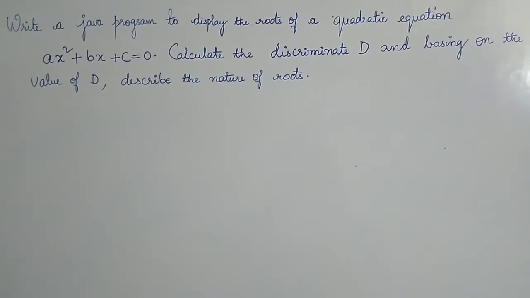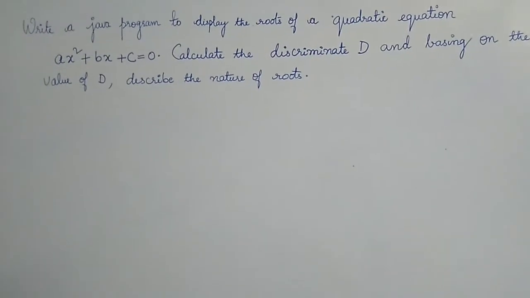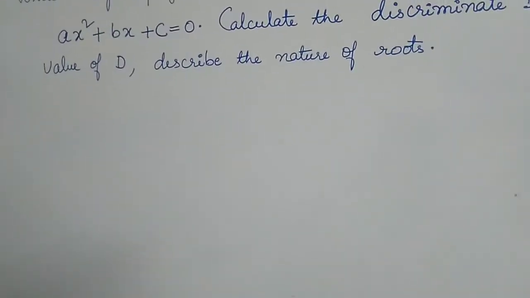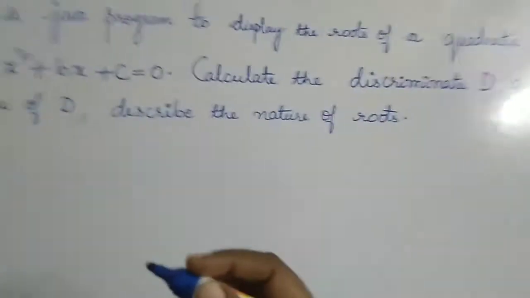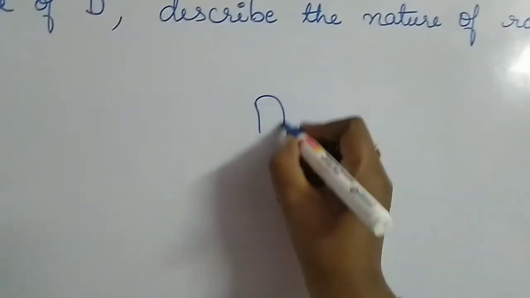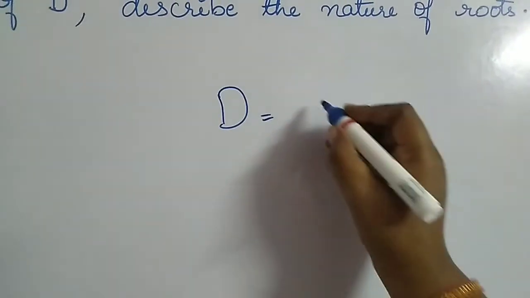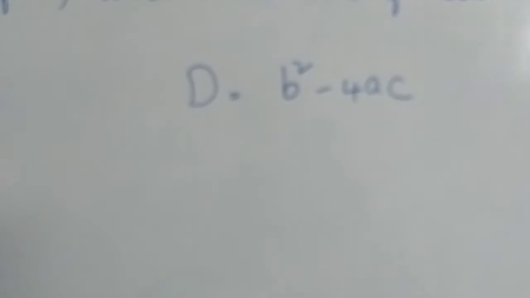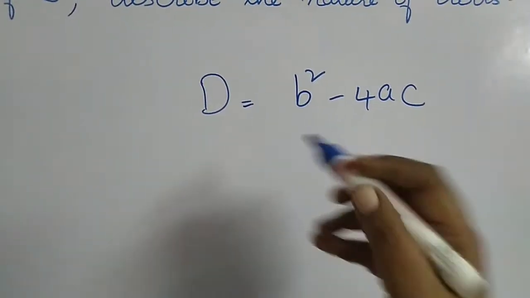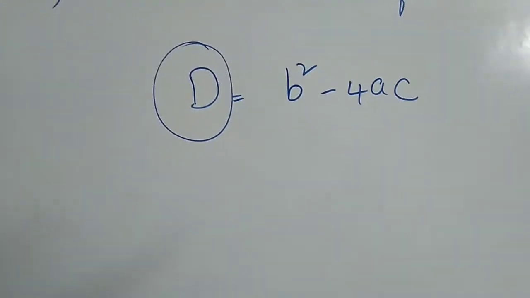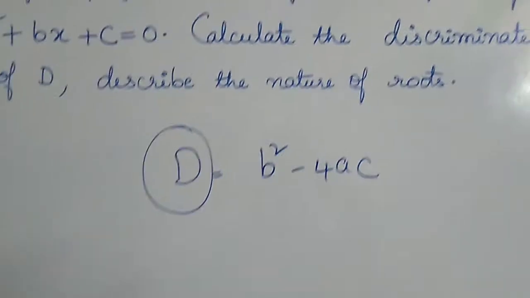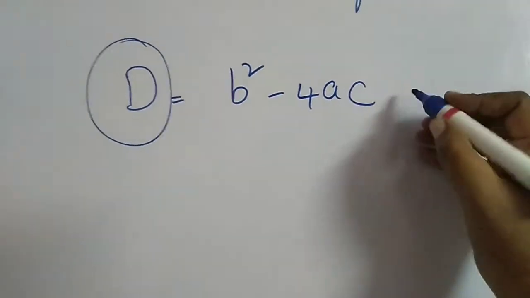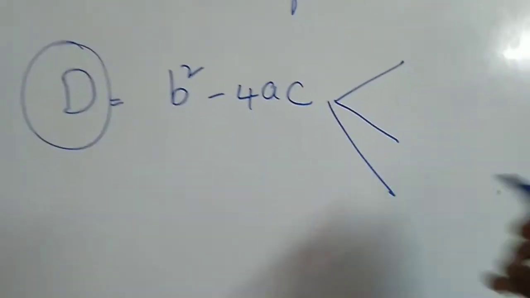Which is like this: ax square plus bx plus c is equal to 0, and you need to calculate the discriminant. There are some formulas that you need to calculate. So how do you calculate the discriminant? The discriminant d is calculated as b square minus 4ac. Based on the value of d, there are certain outcomes. The nature of the roots is decided based on the value of d.